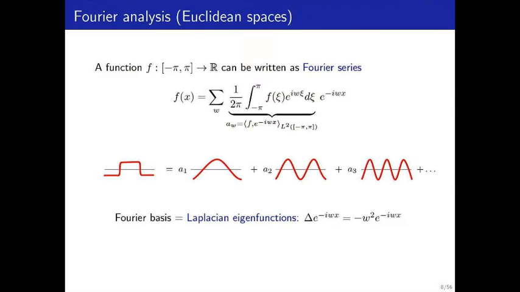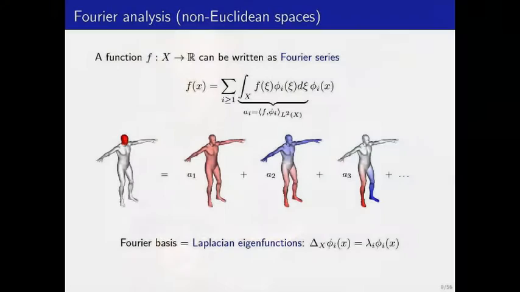Probably what they don't teach in courses on harmonic analysis is that these basis functions actually arise from eigenfunctions of the Laplacian operator. If you take the second order derivative of these complex exponentials, you will immediately get this eigenfunction relation. By analogy, we can apply the same thing to manifolds. In this case, the Laplacian is replaced by what is called the Laplace-Beltrami operator. It's the non-Euclidean analogy of the Laplacian. It operates on the tangent space of the manifold.